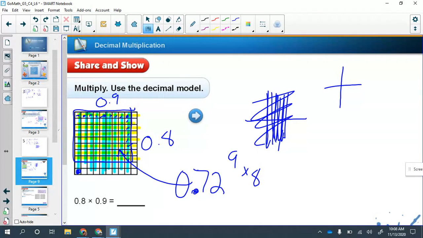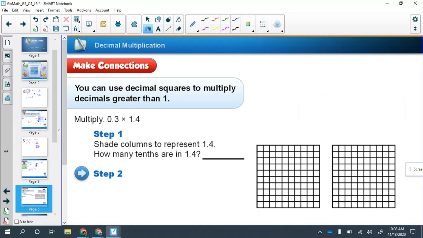All right. What if we multiply by a number that's greater than 1 with a decimal in it? So this gets a little bit trickier. We can still use the same model, but it's a little bit trickier. What we're going to do for this one is we're going to need two unit models, right? They are both still 10 by 10. So they're both each made up of 100 individual squares.